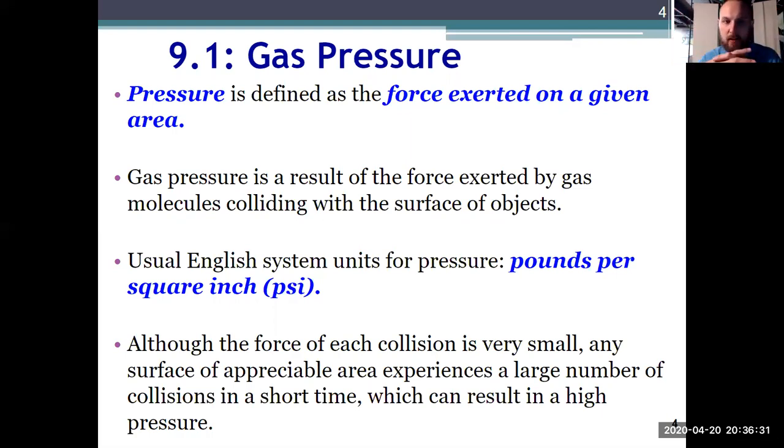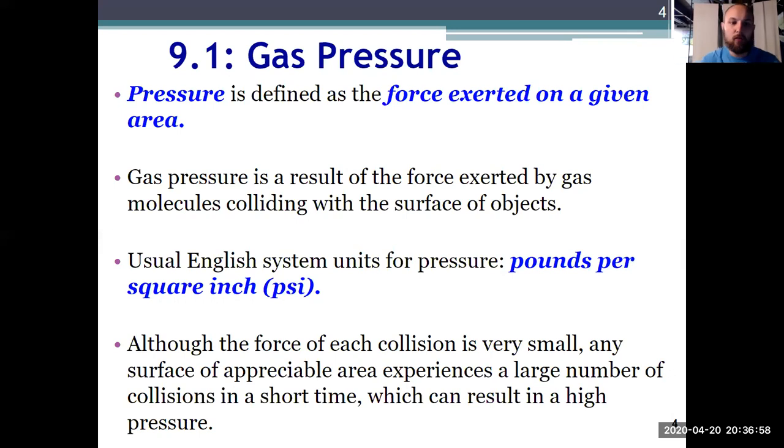Now, here in America, we usually use PSI for pressure, pounds per square inch. Force per area. We'll use some different units here in a second. But the key idea from right now is that the force of each of those collisions is small. As you're sitting right now, you have gas molecules that are running into your face, but you don't feel the force of that collision.